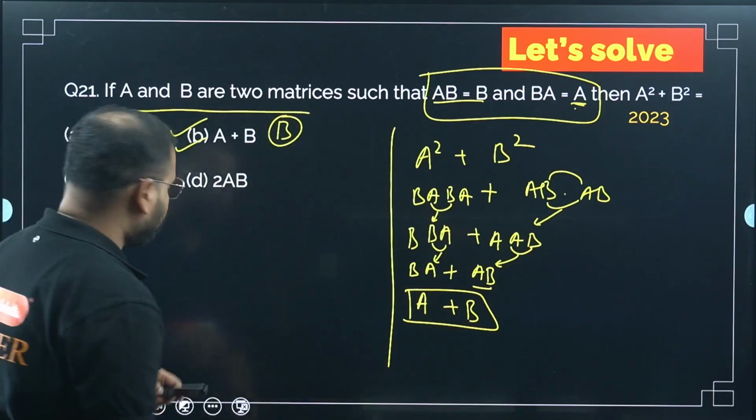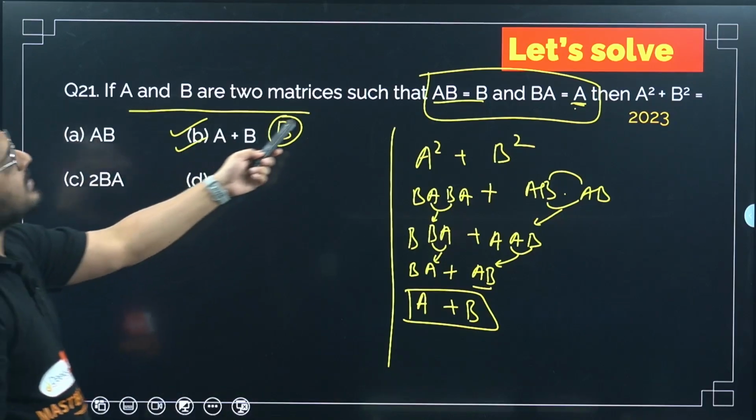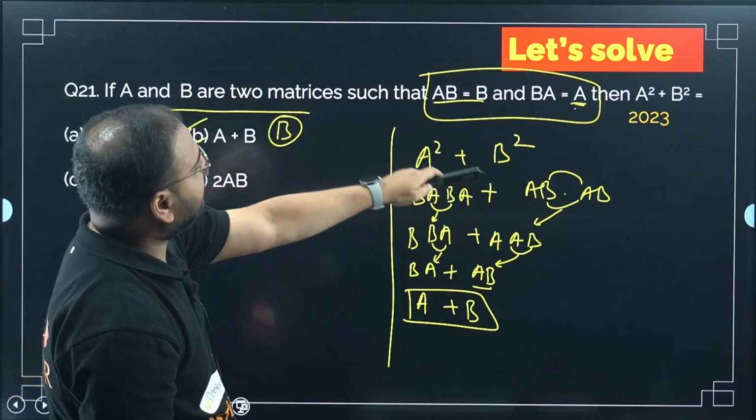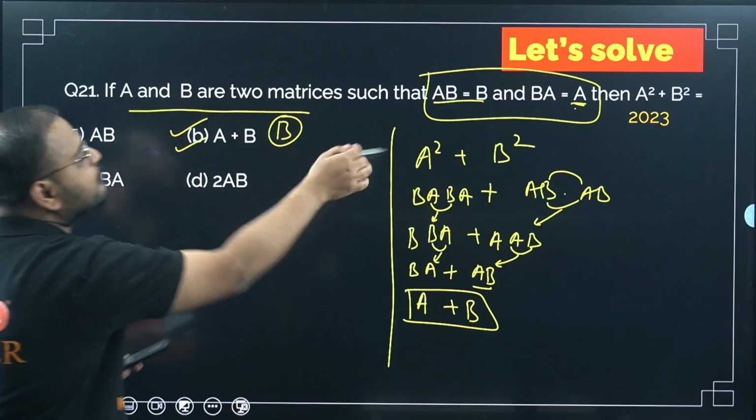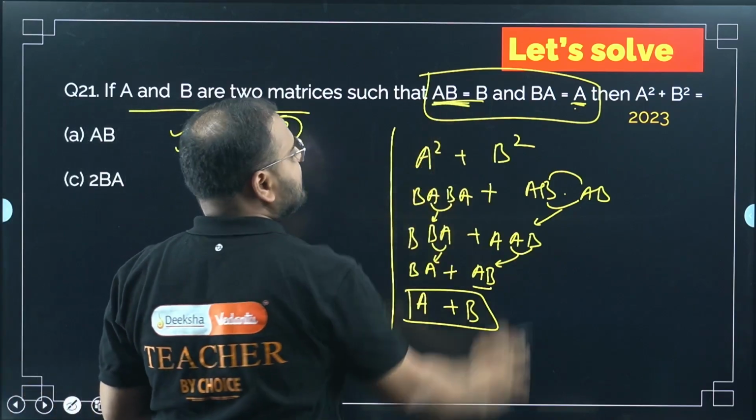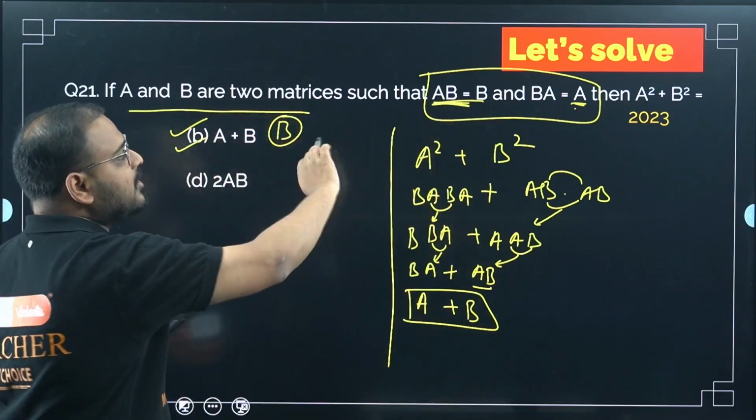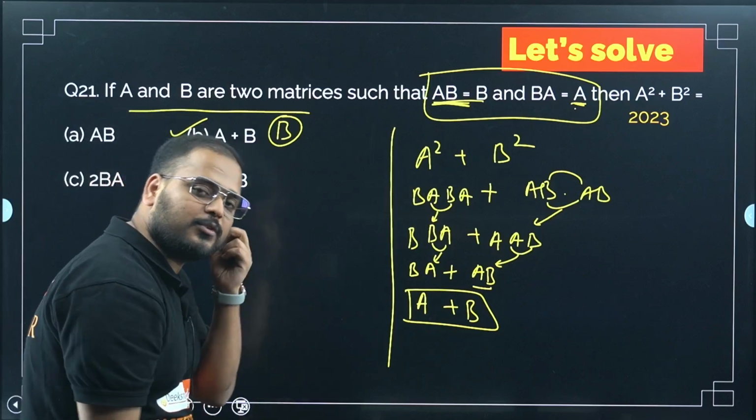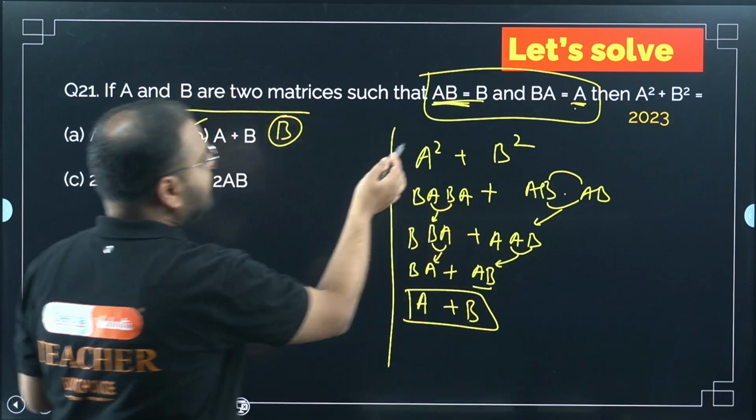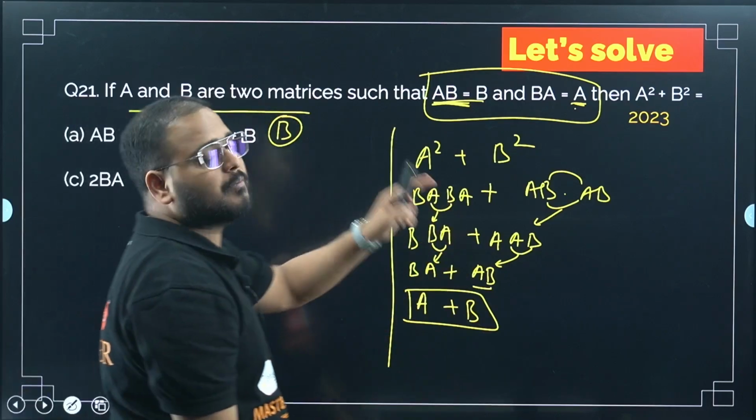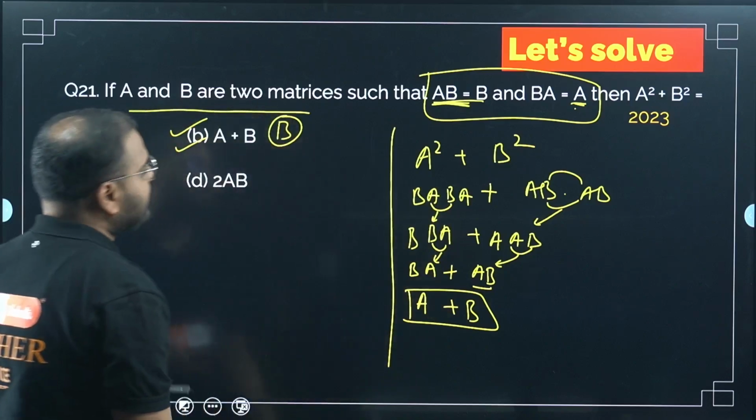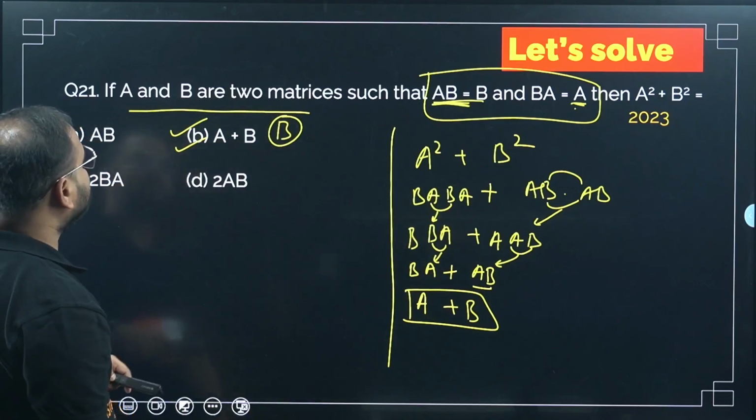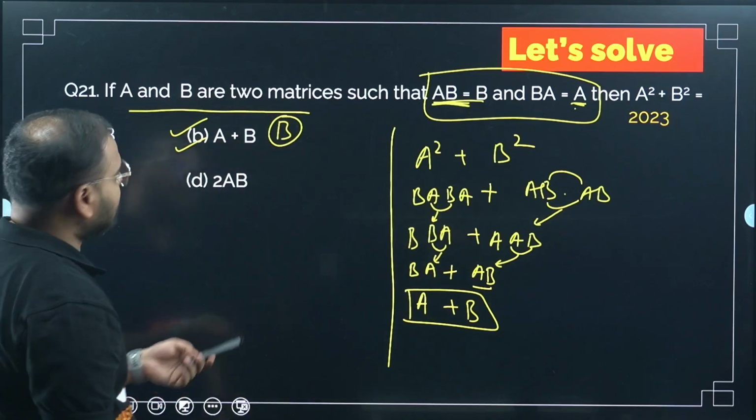I hope you can see this question. A and B were given as same order, right? Because basically the multiplication is happening like this. If this is true, the order has to be such that the matrix multiplication rule is valid: the number of columns of A has to be the number of rows of B. Same goes with BA also. Please check. Answer is A plus B, option B.